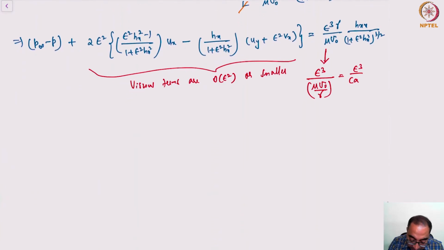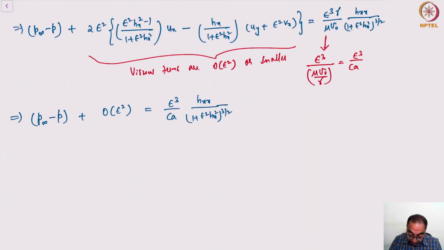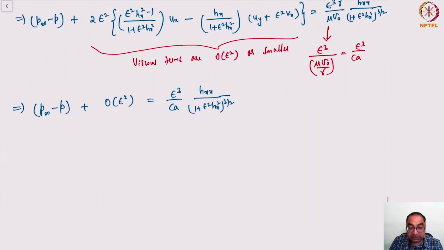So instead of writing out the whole equation, what I will do is, for simplification, I know that these terms don't matter for what's going to come. So I'll just say P infinity minus P plus order epsilon square terms. Okay, order epsilon square is the leading order terms. Okay, this is equal to epsilon cube by capillary number times hxx by 1 plus epsilon square hx square whole power 3 by 2. That's what we get. This is my normal stress balance.